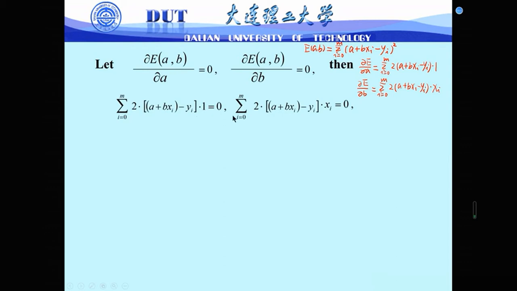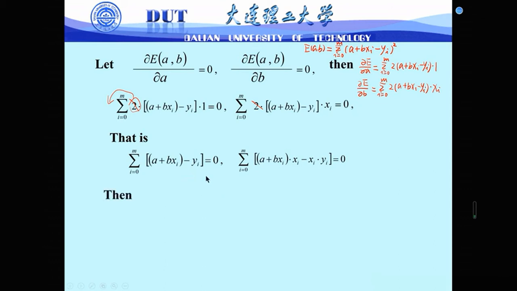Now we obtain the two equations, so we can solve it. Because it equals 0, we can directly delete the 2. Then we obtain a plus b xi minus yi equal to 0. And for the other term, we multiply xi inside: a plus b xi, multiply xi, minus xi multiply yi, equal to 0. You should know a and b are unknowns, not xi and yi, where xi and yi are given points. Then we can solve it.